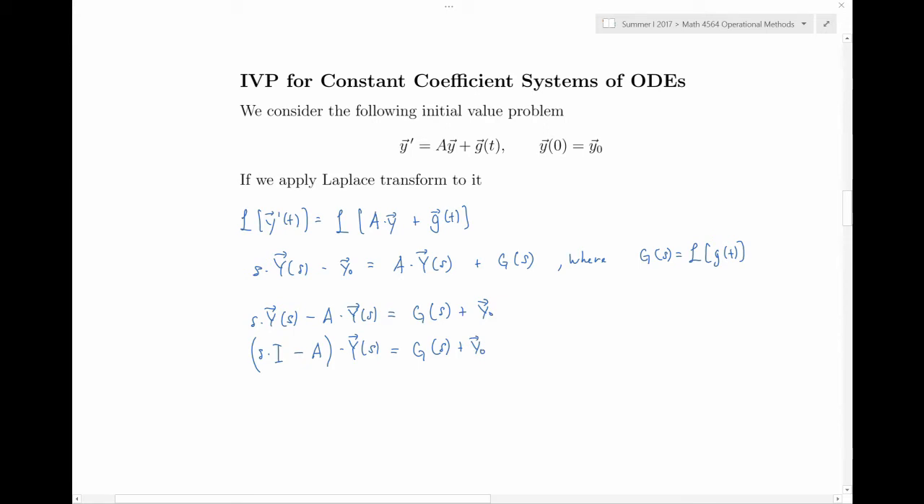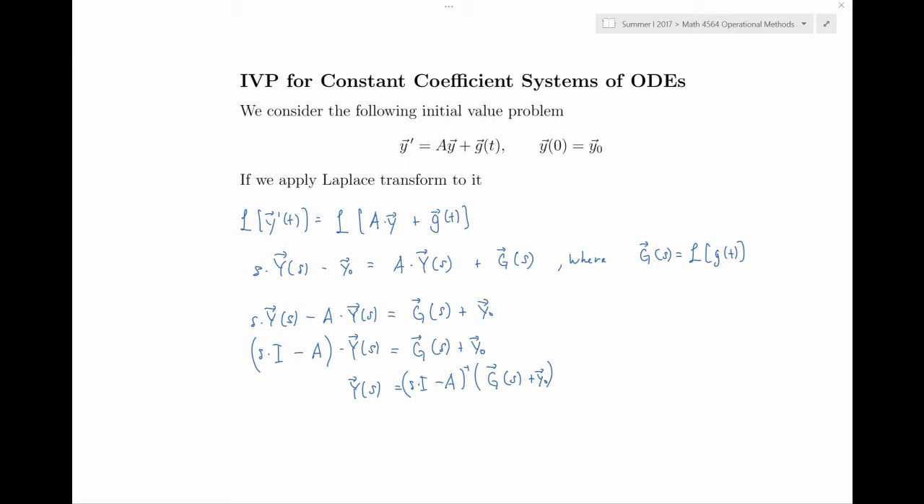And so far, everything looks okay, because we have a vector quantity on the left and we have a similar sized vector quantity on the right. To figure out what y of s is, we have to use matrix algebra, and the matrix algebra suggests that we have to take g of s plus y naught and multiply them by the inverse of s times I minus a. And this matrix inversion may be a little bit tricky, but it's not something that you can't do.